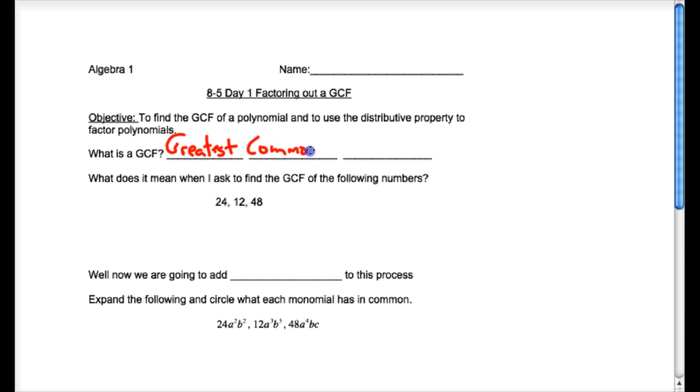And what I need everyone to do is read those words a couple times and really think about what does it mean to be the greatest common factor.